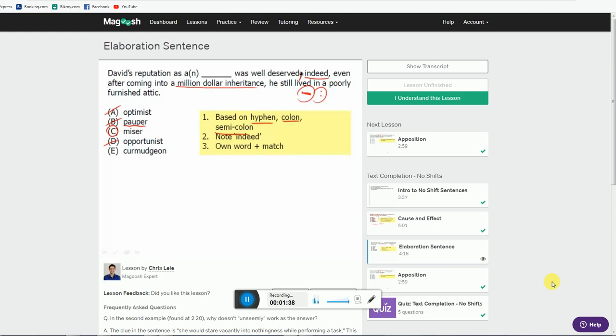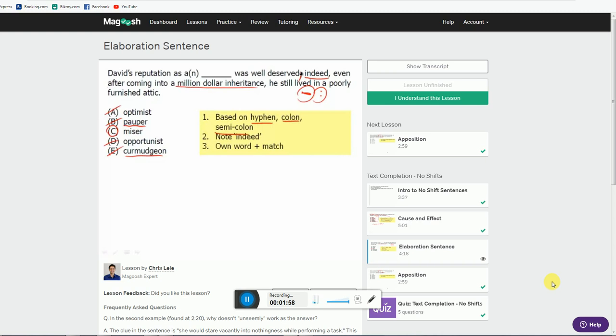And then finally we have this fun word here, curmudgeon. We don't, of course, need to pick it because we have our answer C, miser, but curmudgeon means somebody who is grumpy. So again, we can get rid of it. But again, we're following the basic steps. Again, though, you want to identify the sentence. Notice, is it shift or no shift?